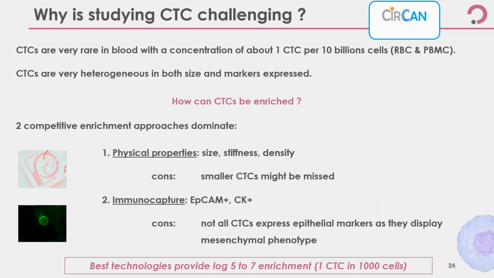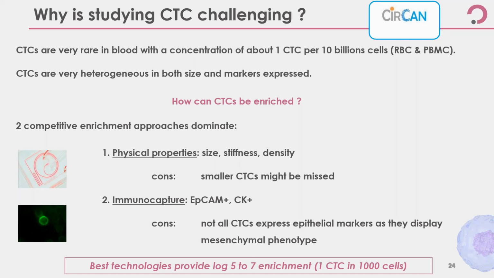So why is it so challenging to study CTCs? It's all down to numbers, actually. Just to give you an idea, in blood, you have about 1 CTC for every 10 billion cells. So they are very, very, very rare. And what makes it even more difficult is that those CTCs tend to be very heterogeneous, not only in size, but also in the markers they are expressing.